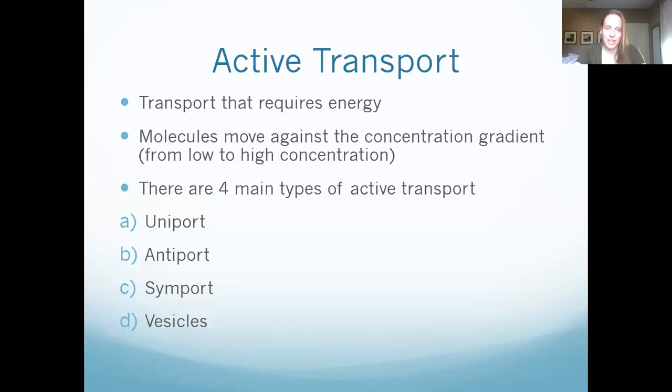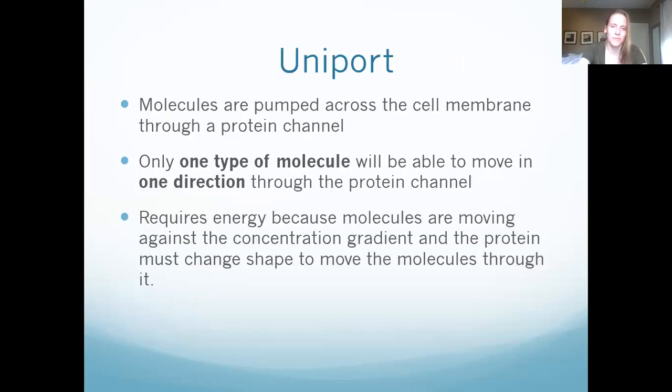So those are the three different types of passive transport. Then we get into active transport, which is the type of transport that requires energy because molecules are moving against the concentration gradient from a low to a high concentration area. There are four main types. We have uniport, antiport, and symport transport, as well as vesicle transport.